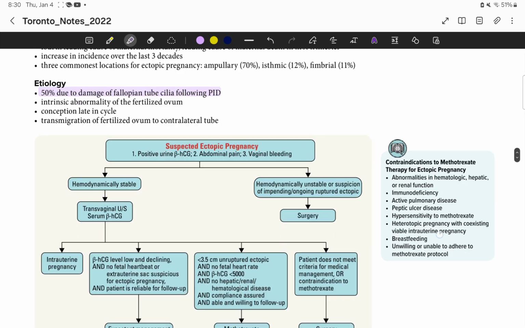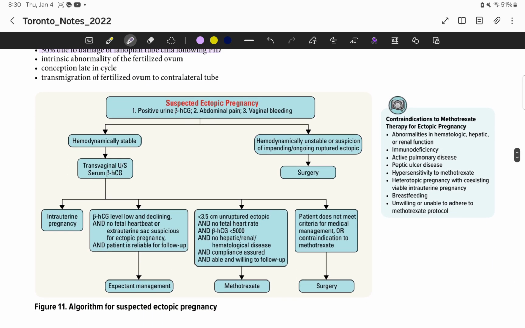Okay, so here's a table which is important to know about. First of all, we're checking for a positive urine beta HCG, abdominal pain, and vaginal bleeding. Those are the 3 main symptoms. The patient may be hemodynamically stable or hemodynamically unstable. If the patient is hemodynamically unstable, we are going to do surgery.